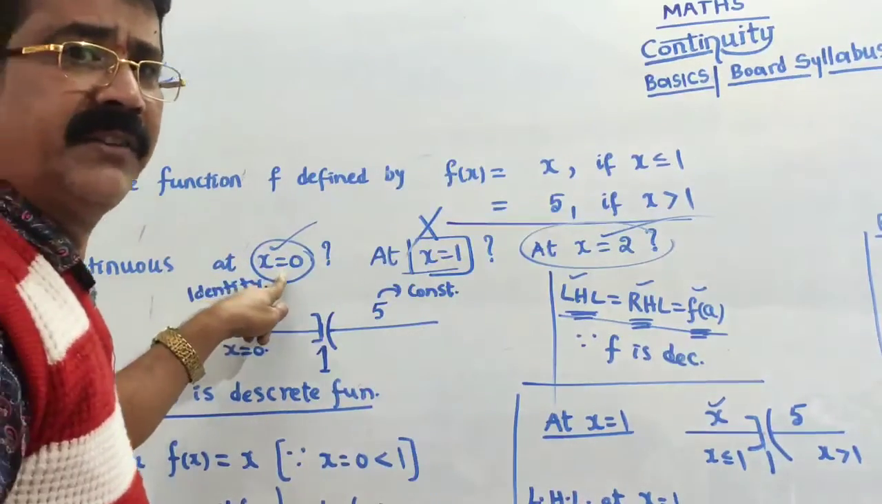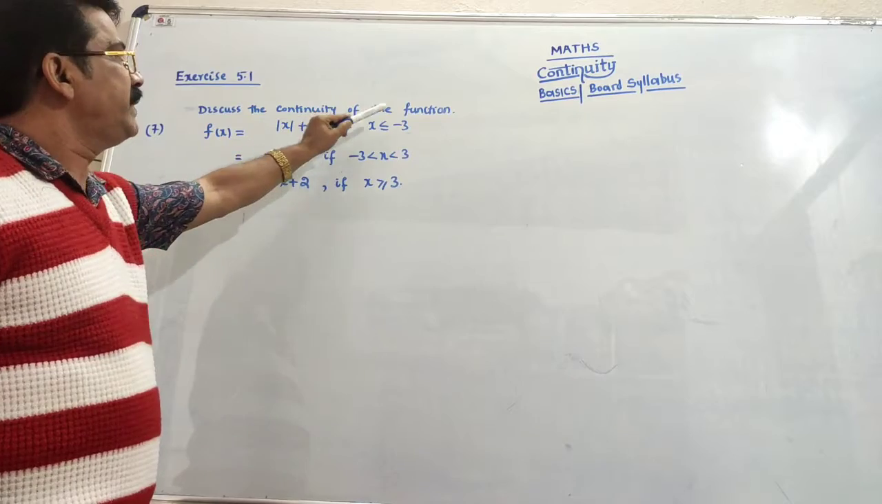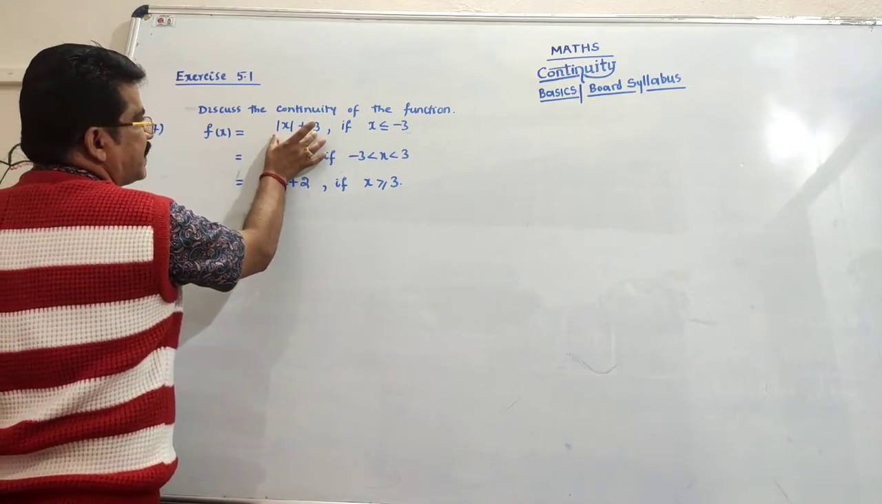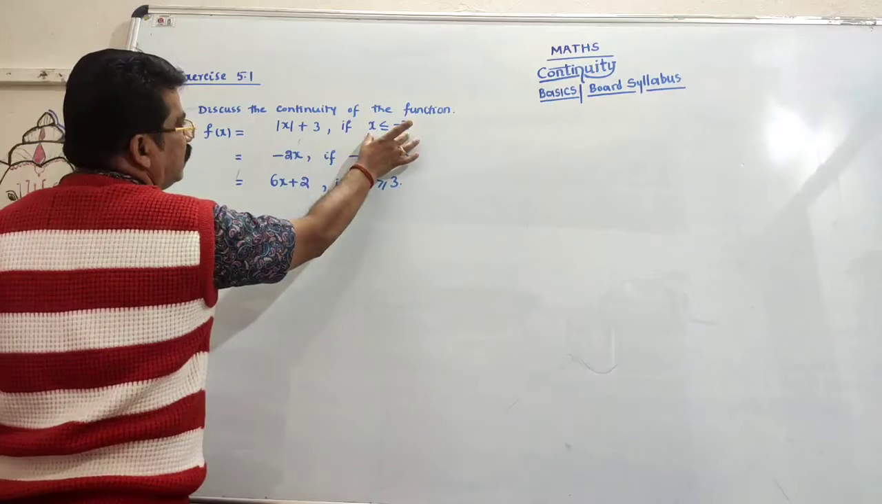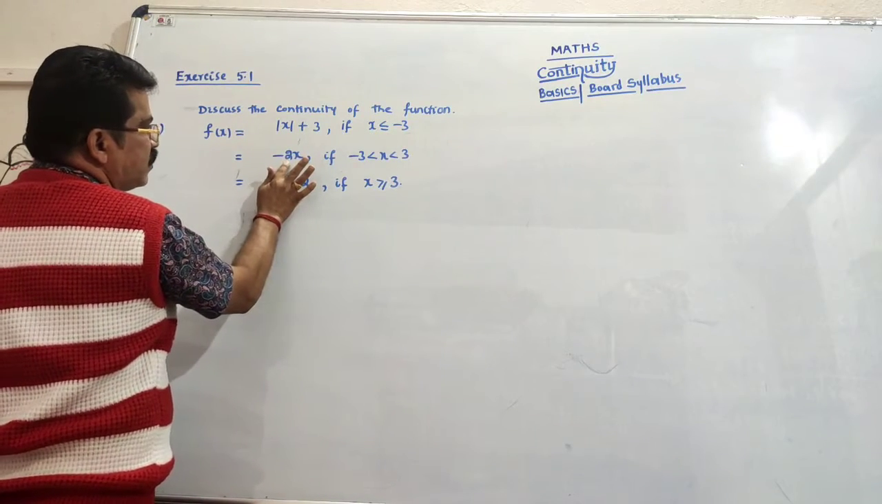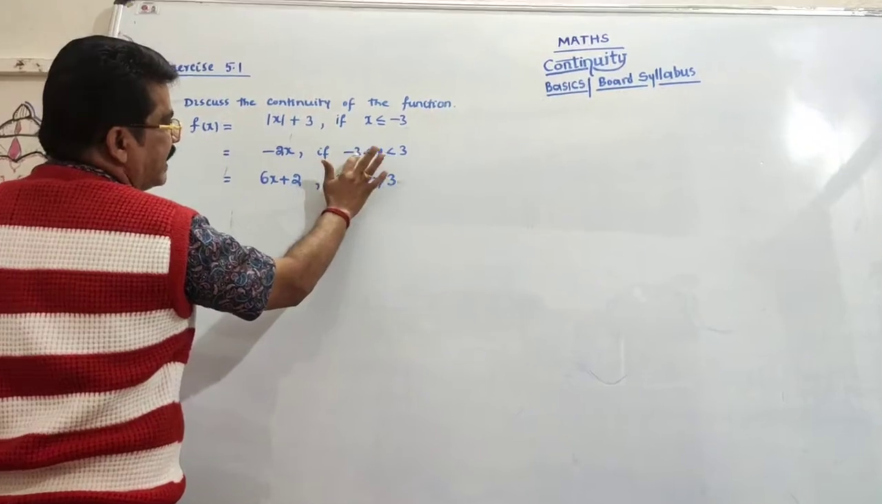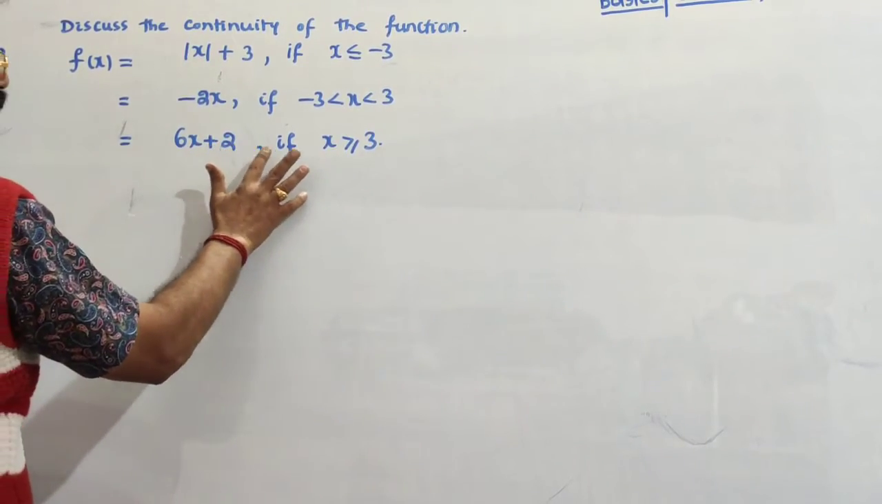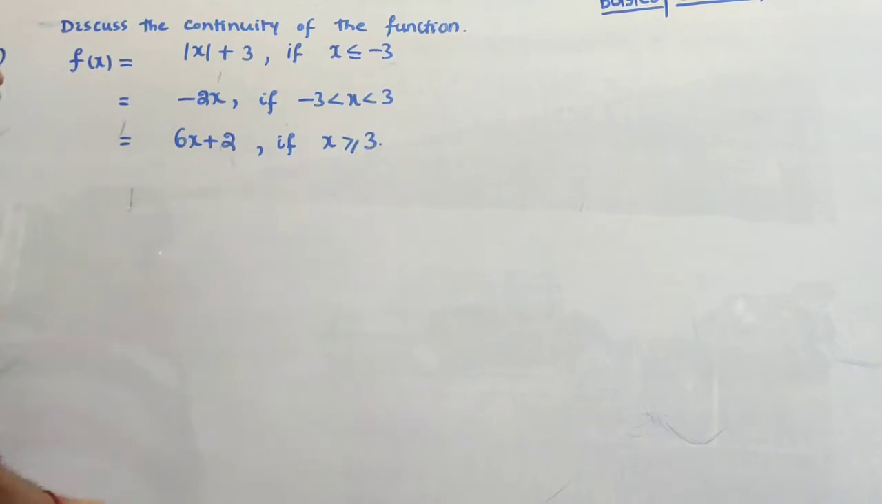This is the inference. Question: discuss the continuity of the function f of x equal to modulus of x plus 3 if x is less than or equal to minus 3, minus 2x if x lies between minus 3 and plus 3, and 6x plus 2 if x is greater than or equal to 3.